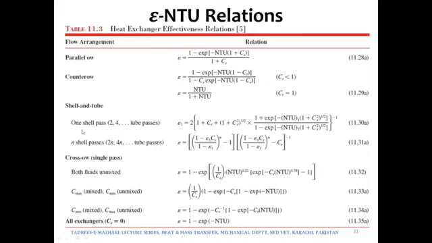And if it is a shell and tube with one shell pass or n shell passes, or a cross flow with both fluids unmixed, C min unmixed, C max unmixed, or the other one mixed, then all these expressions are provided in this table. Of course, you do not need to learn them by heart. If any problem appears, the expressions would be provided, just like you will also be provided with the expression of Nusselt number at the end of chapters 7 and 8.